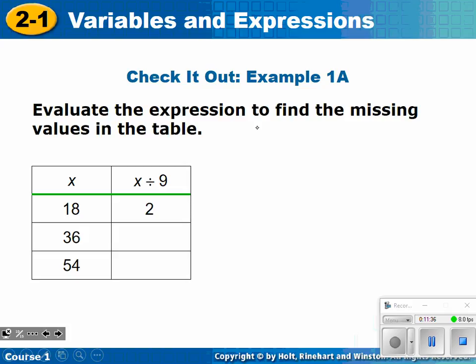Don't worry about it. Just tell me what goes in this box. 4. Because we take this 36, we plug it in there, so we've got 36 divided by 9, which is 4. Here, plug that in. 54 divided by 9 is?